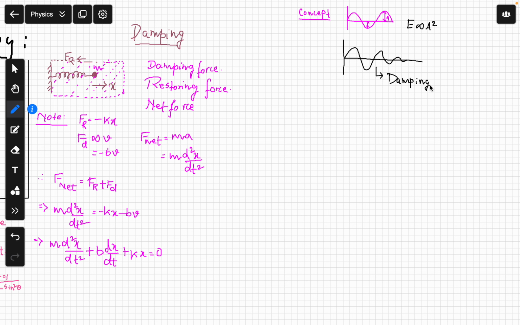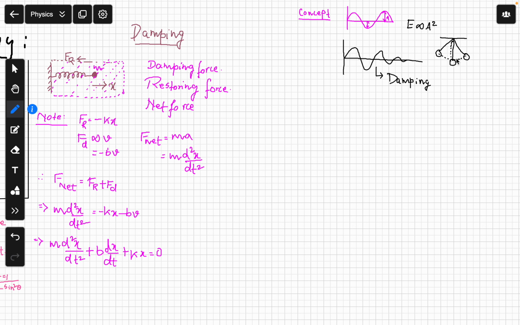Now practically, if you take a pendulum, and you are not applying any kind of external energy, and you just take it here and then leave it, then the pendulum is going to swing to and fro, and eventually it is going to stop. So what does it mean? That there is damping, there is reduction of amplitude with time.